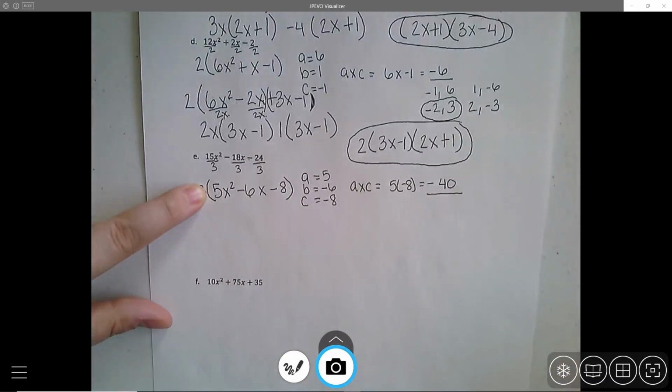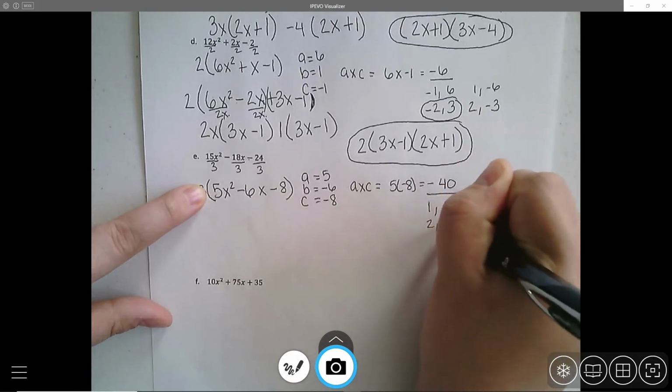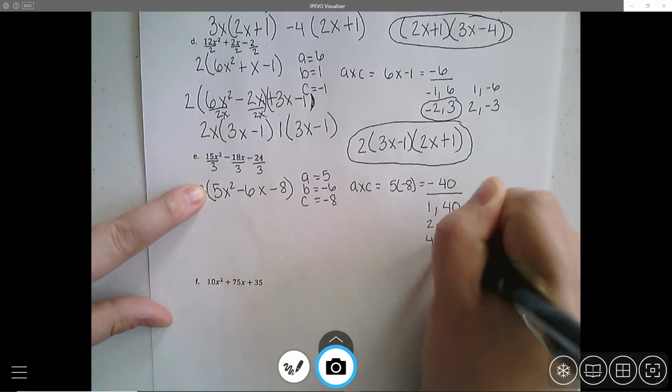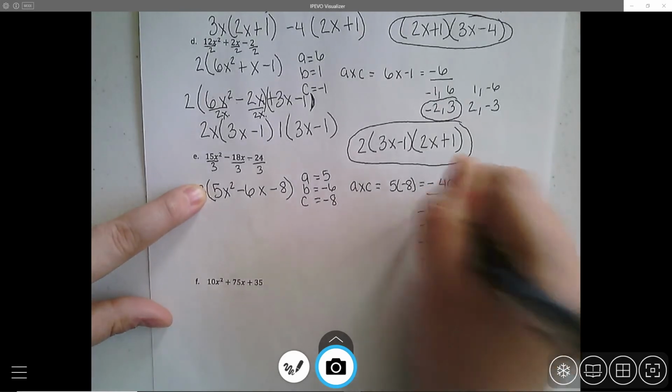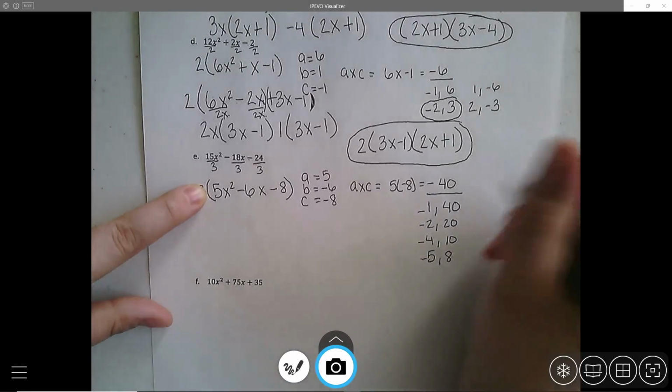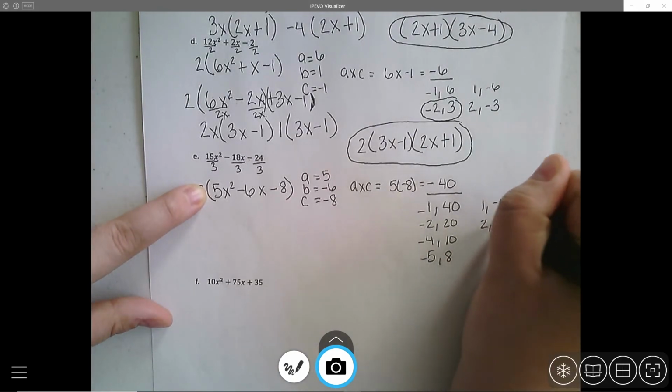I'm going to list out my factors of negative 40. Since my C value is negative, I'm looking at one of each, 1 positive and 1 negative. 1 and 40, 2 and 20, 4 and 10, 5 and 8. For the first step, I let my first numbers be negative. When I write them again, my second numbers are my negative.